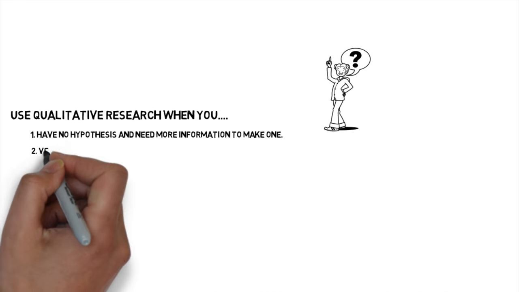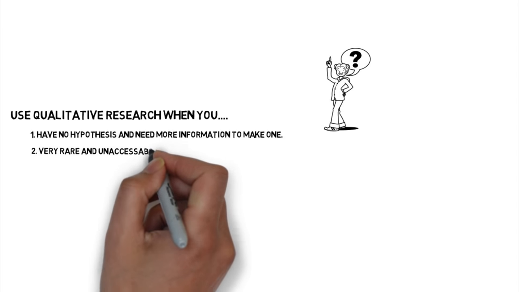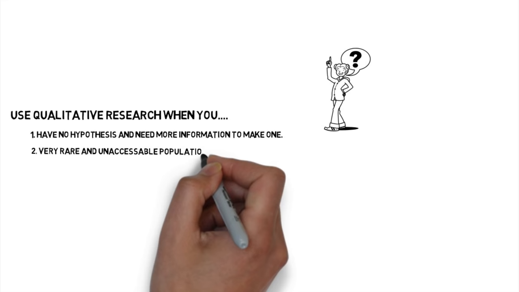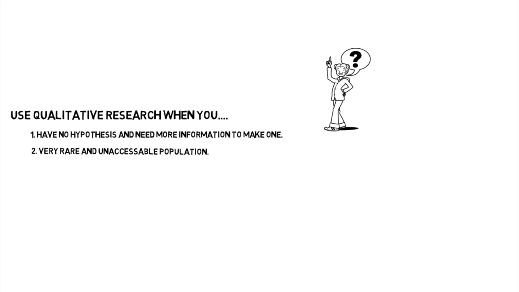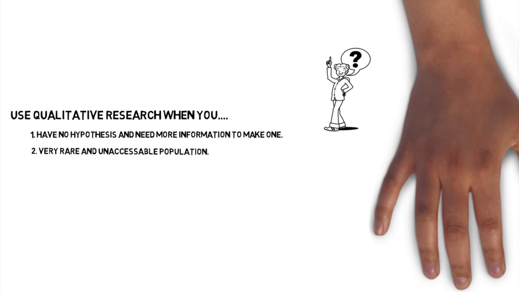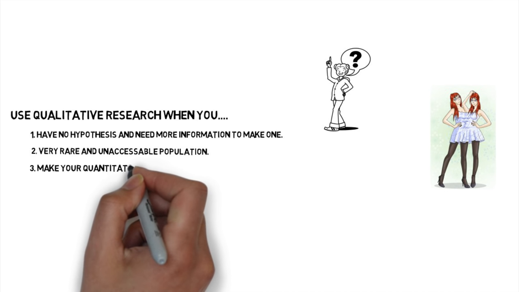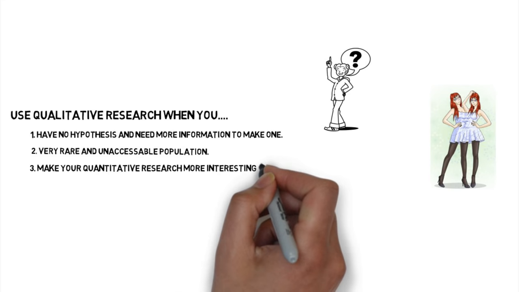Second, I would probably use qualitative research if the population I'm trying to study is so rare that it would be almost impossible or unethical to test a sample. Studying the sexual habits of red-headed conjoined twins. Good luck studying that.